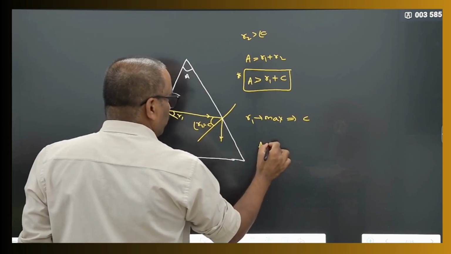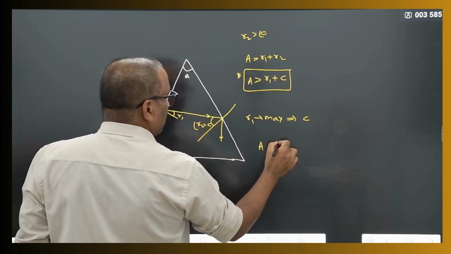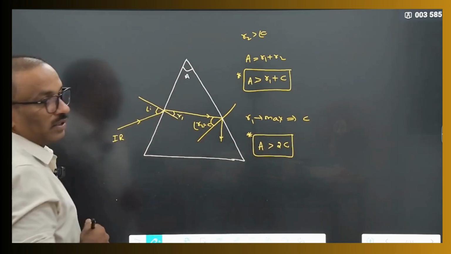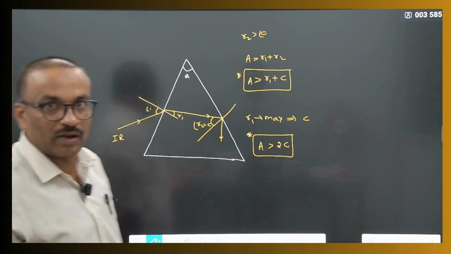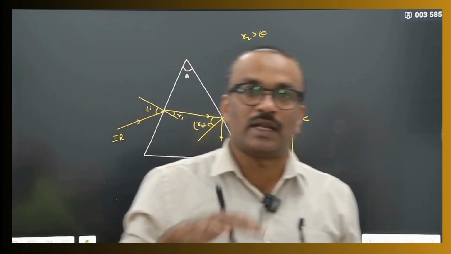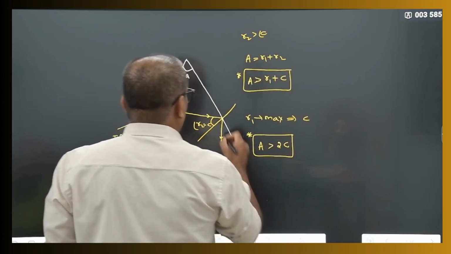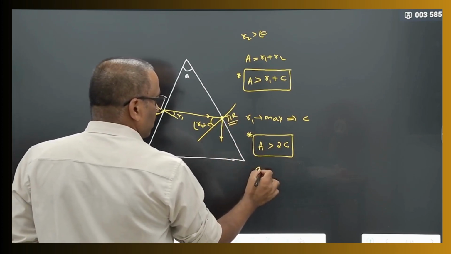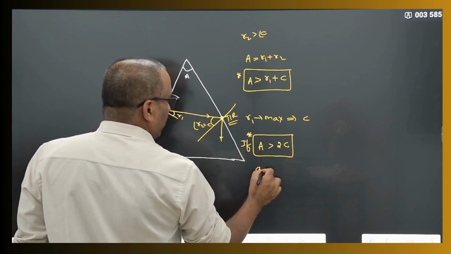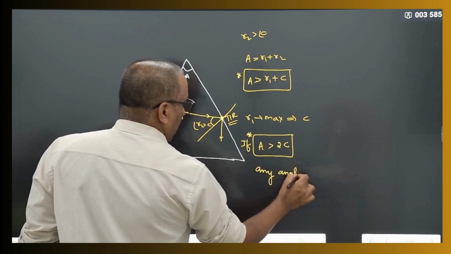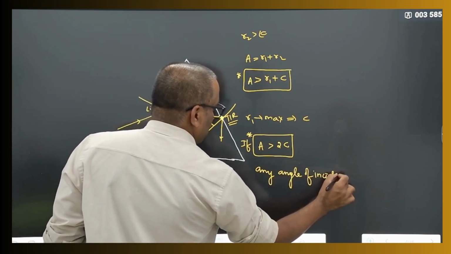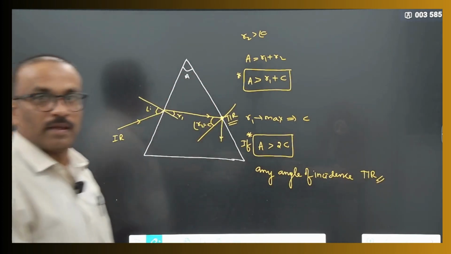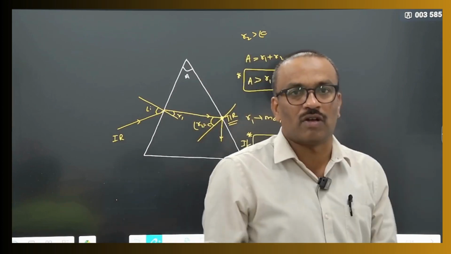Therefore, the A value should be greater than R1 plus C, that is, 2C. If the angle of prism is greater than 2 times the critical angle, then for any angle of incidence, compulsory total internal reflection will take place. Here, total internal reflection. Clear? For any angle of incidence, if this condition is satisfied, total internal reflection will take place after this. Clear? Right? So in this way you need to solve the problems.